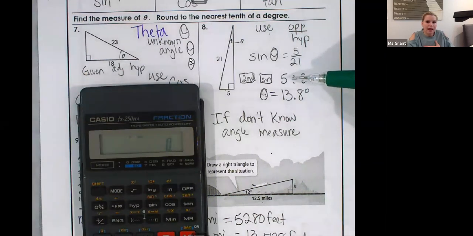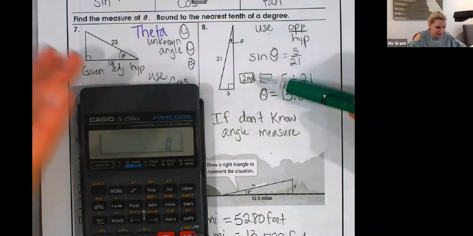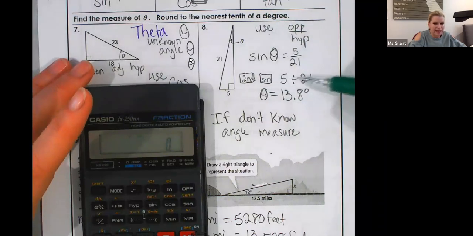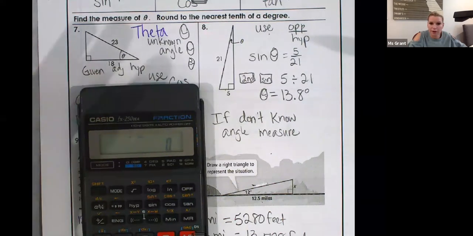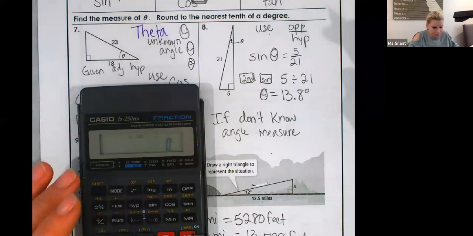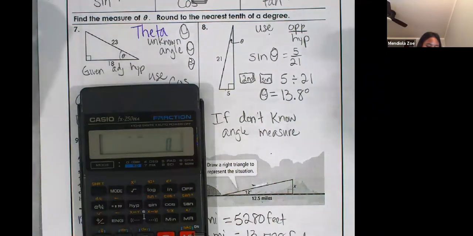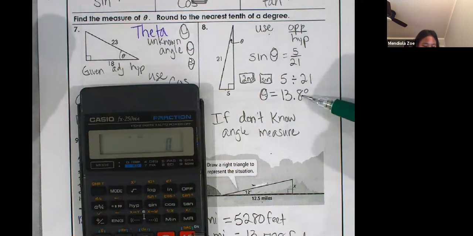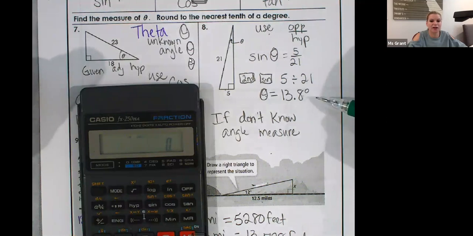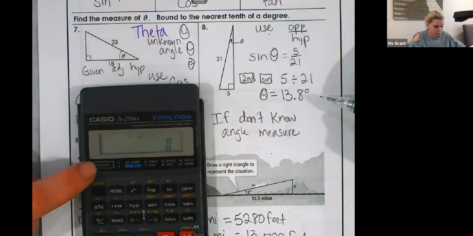On my calculator, you should be able to press second sine 5 divided by 21 equals. Does that work on your calculator? Yeah. Okay, did you get 13.8? I got 0.2380. Does your calculator have DEG on the screen? Are you in degree mode, or does it say RAD?